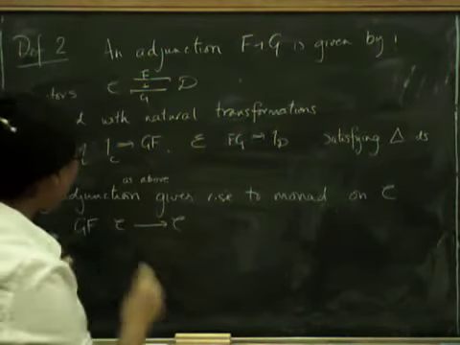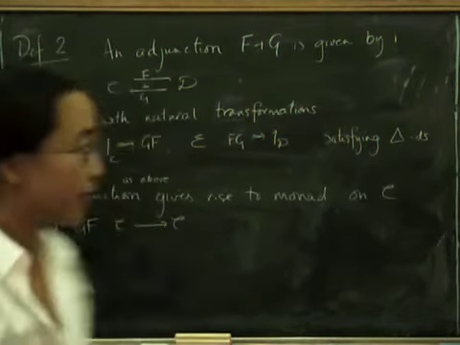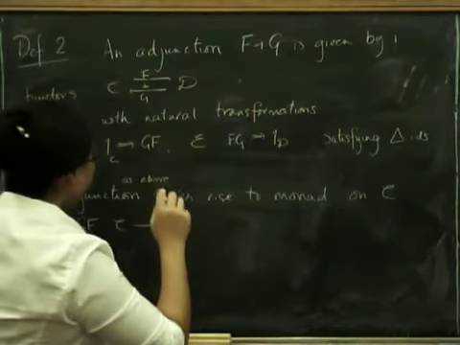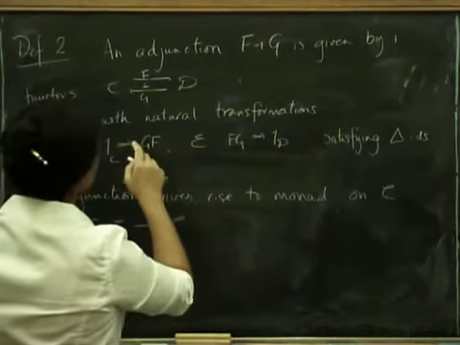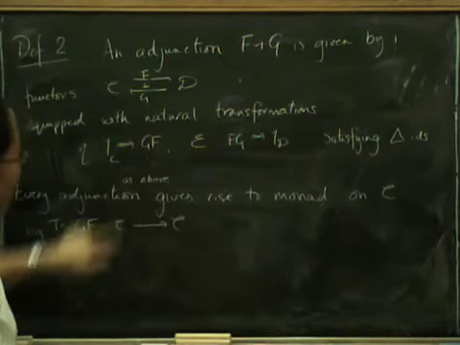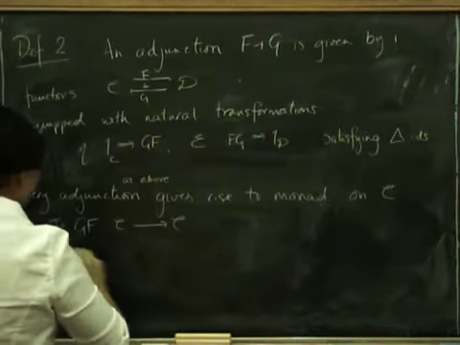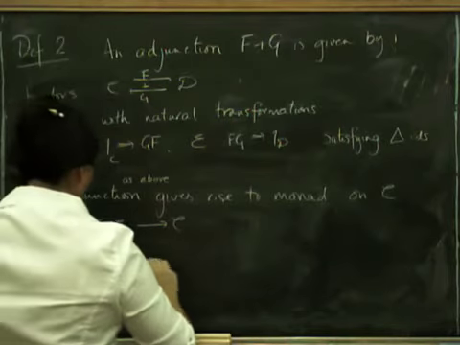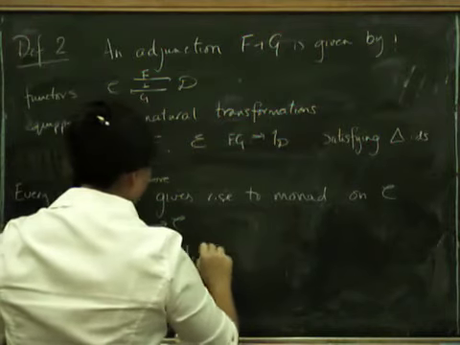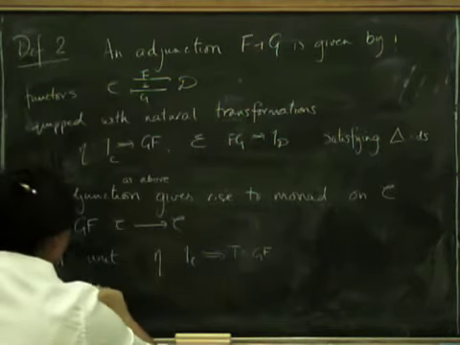Now, let's call that T, because that's what we were always calling our monads before. What do we need? We need a unit that goes from the identity on C to T. Well, fancy that. T equals GF, and we've already got a unit that goes from the identity on C to T. So the unit is going to be eta, as before, from 1 to T, which is, of course, GF. Now, what about the multiplication?